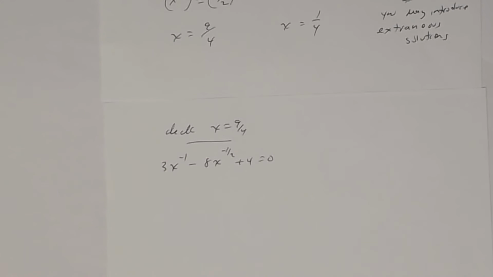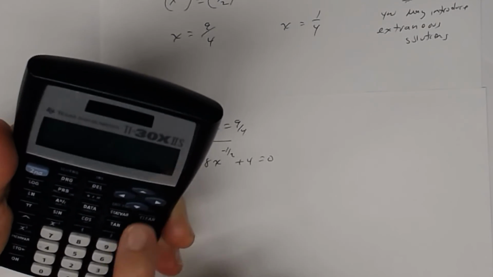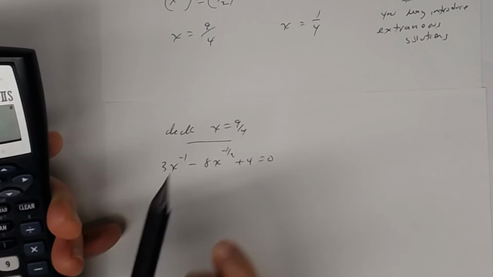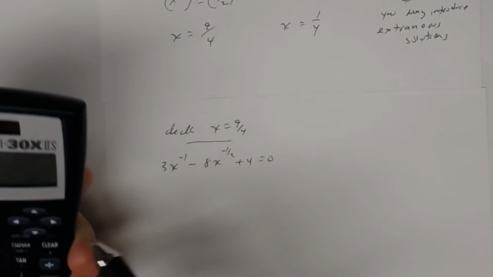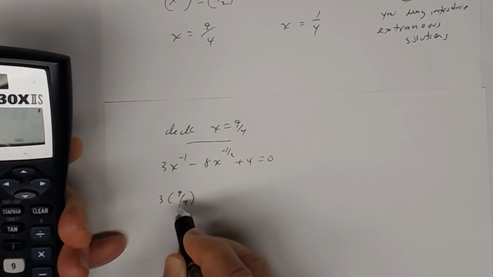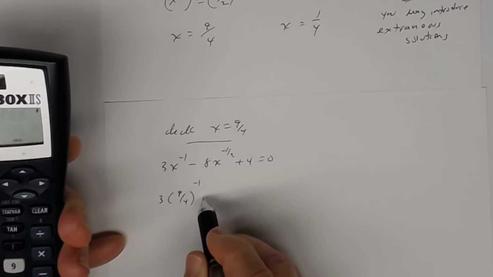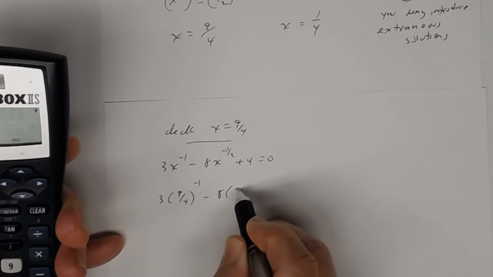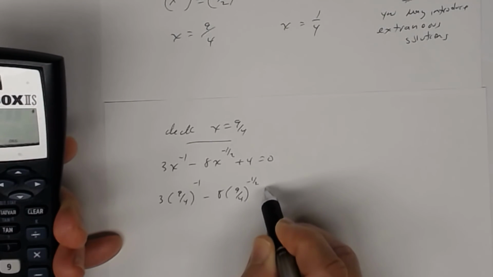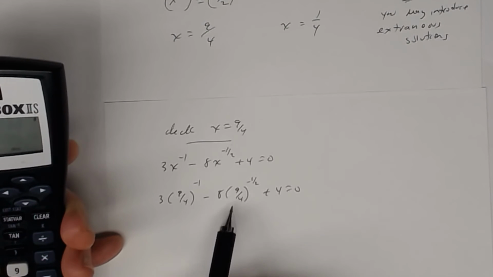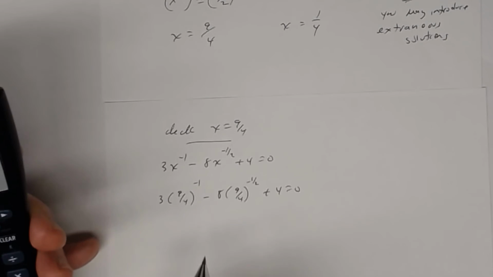Okay, now let's go ahead and use our calculator just like we saw before. If I get a domain error, which I should not, because both of those are positive. So let's substitute those. I get 3 times (9/4) to the -1 minus 8 times (9/4) to the -1/2 plus 4 equals 0. Wherever I saw the variable x, I'm substituting 9/4. I shouldn't have an issue here because that base is positive. Let's see what we get.